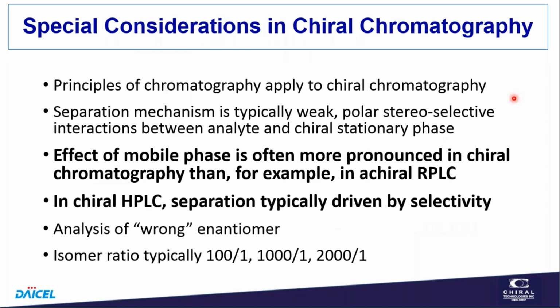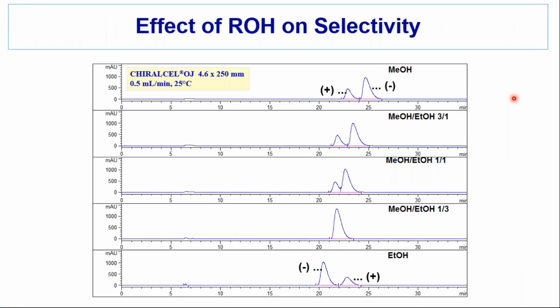The mobile phase effect is often more pronounced in chiral chromatography than, for example, in achiral LC. I showed you the example of achiral reverse phase chromatography where changing methanol to acetonitrile caused very little difference in selectivity. In chiral separations, it can be dramatic, because different alcohols can have slightly different interactions, facilitating the interaction of the analyte with the stationary phase, or the orientation of the stationary phase and analyte with respect to each other. So in screening, I would have run methanol and ethanol at a 1-to-1 ratio.